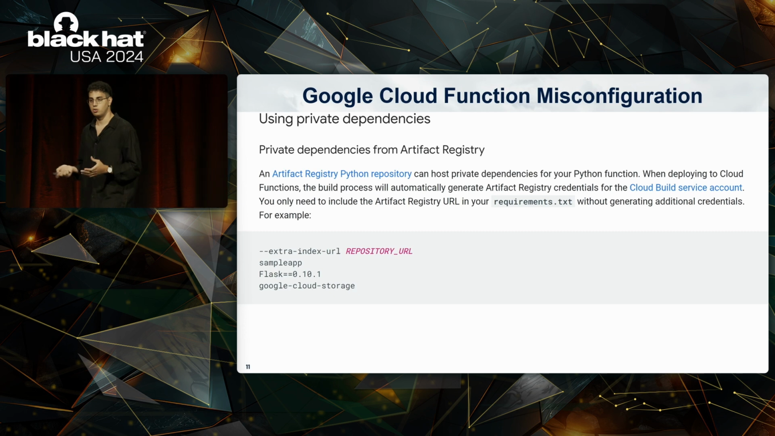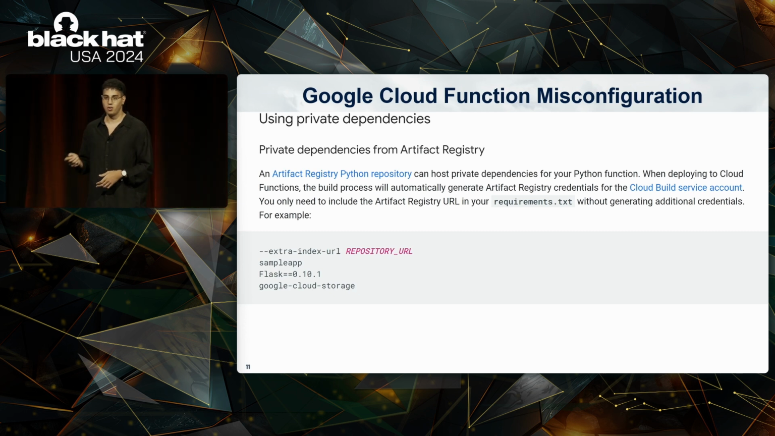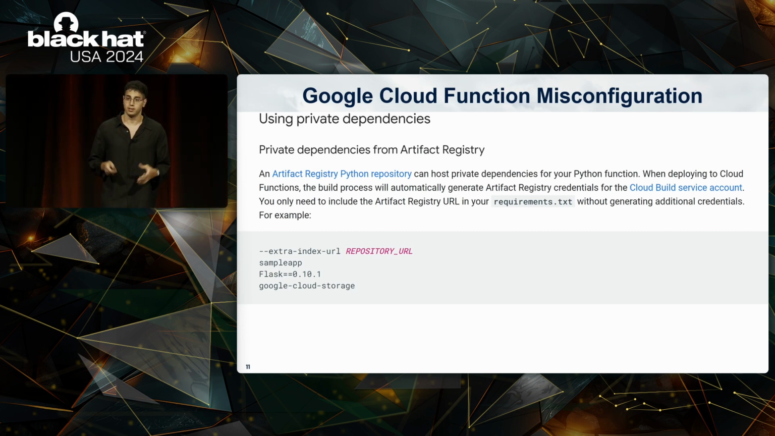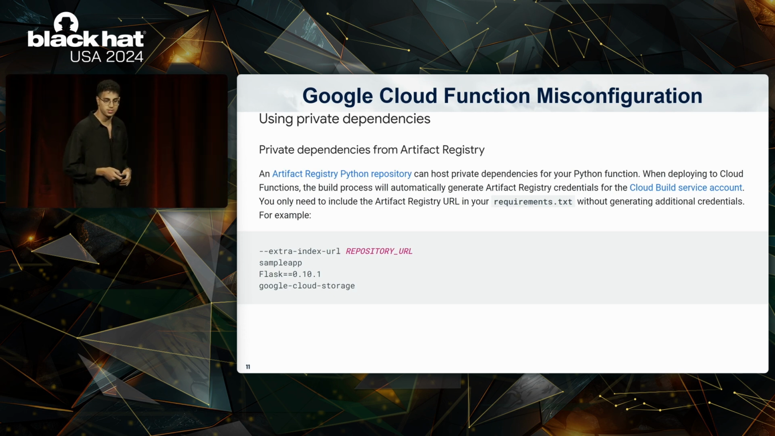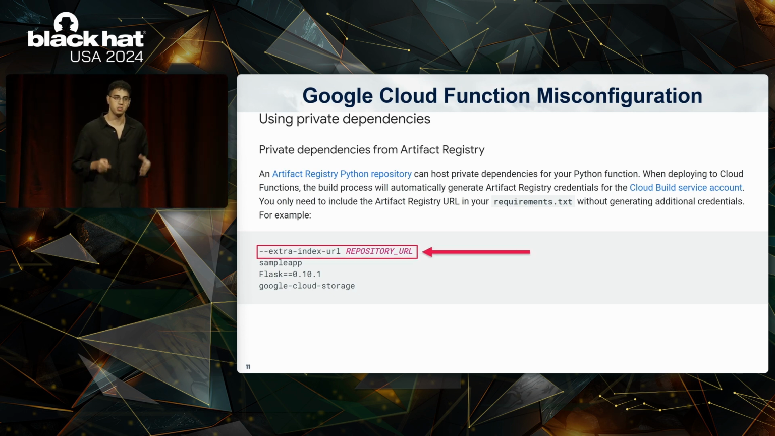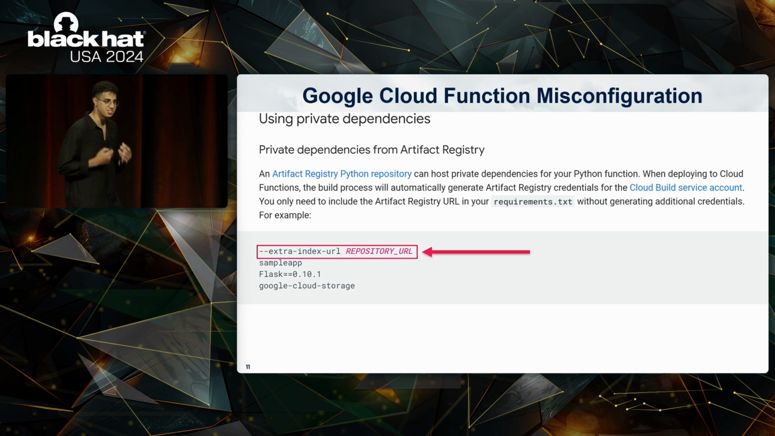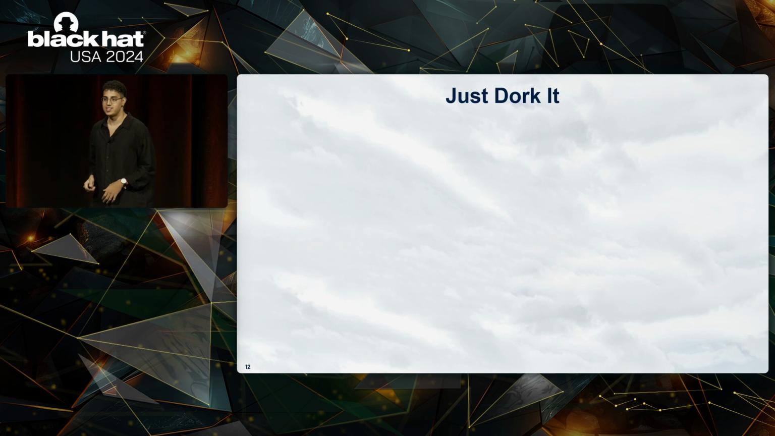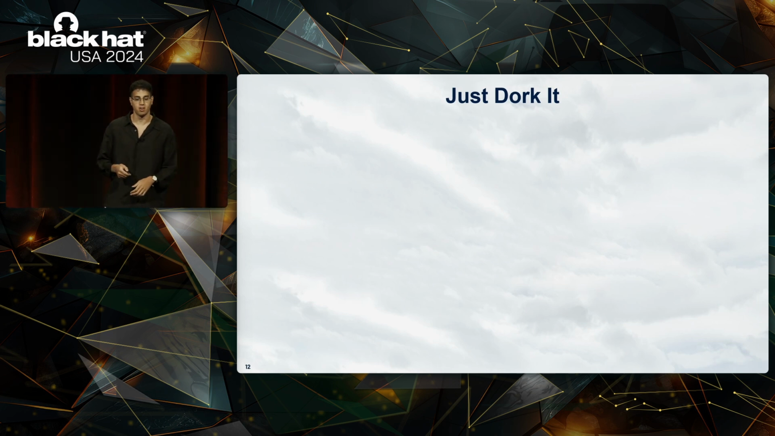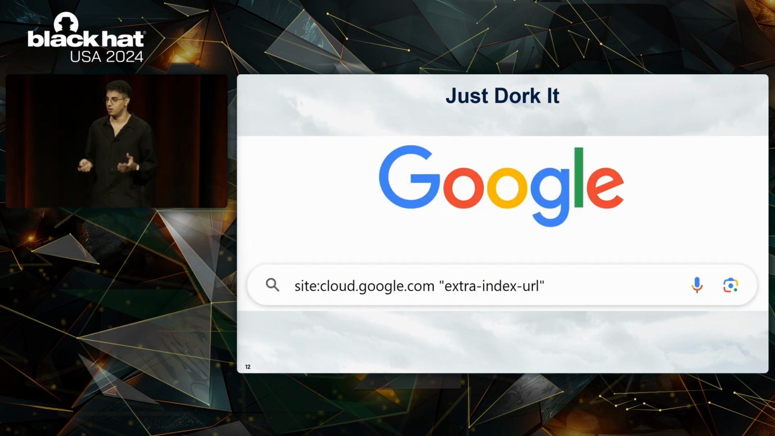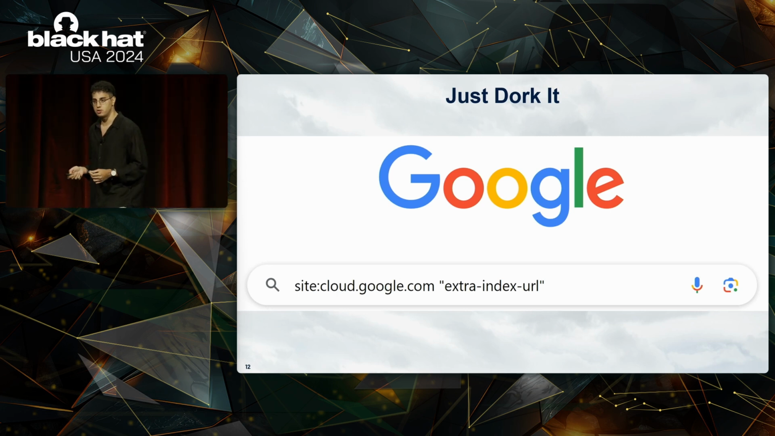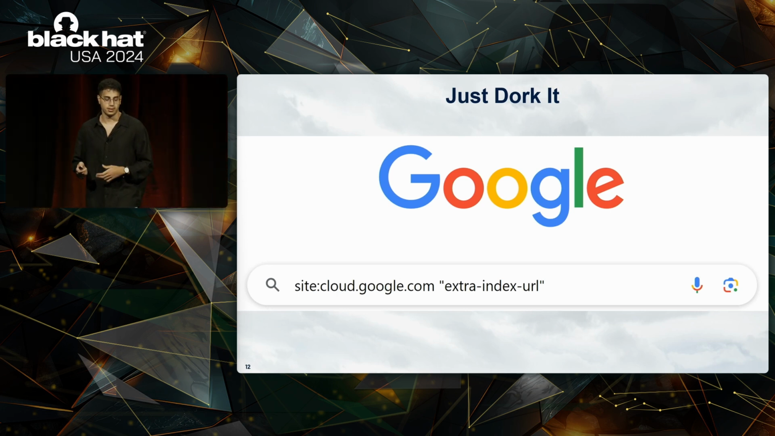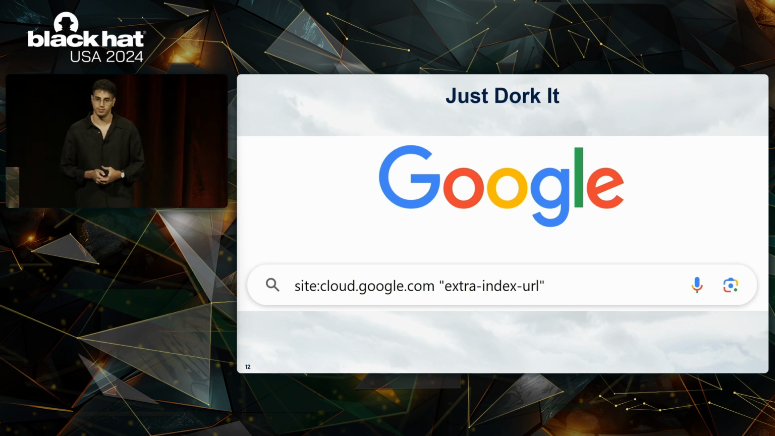So I researched Google Cloud Functions, and I noticed documentation that guides users into using private dependencies from the Artifact Registry service. And as you can see, Google themselves guide users into using this risky extra index URL argument. But I didn't stop here. I decided to use Google dorking in order to find more instances of this false guidance, of Google guides that guide users into using this risky argument.